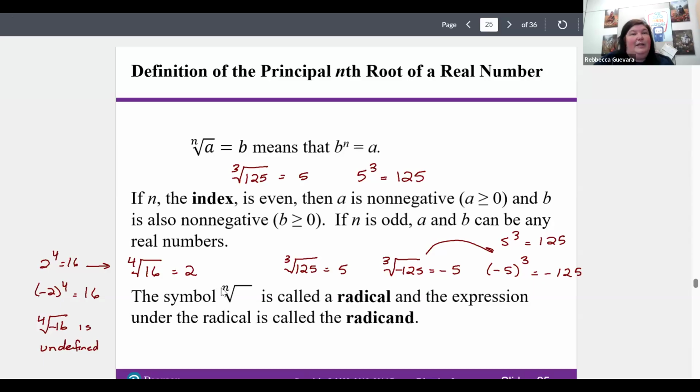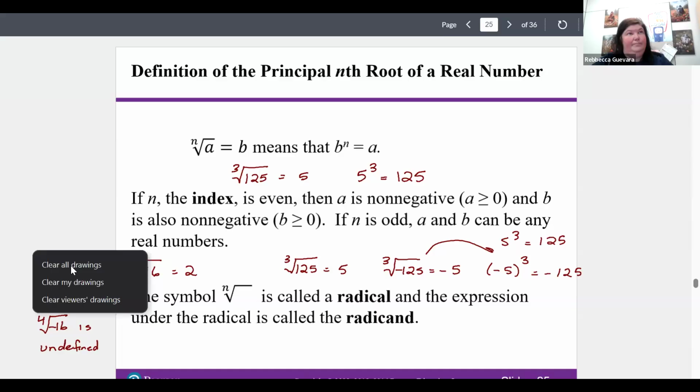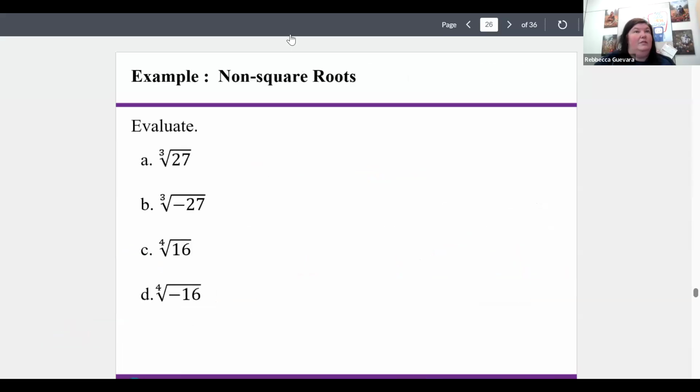So the symbol here, the nth radical sign, is called a radical, and the expression is still called a radicand. So nothing's really changed there. Okay, so we want to find nth roots here. So we're looking for the cube root of 27. We need a number that, when I cube it, gives me 27. So you could try writing some things down.